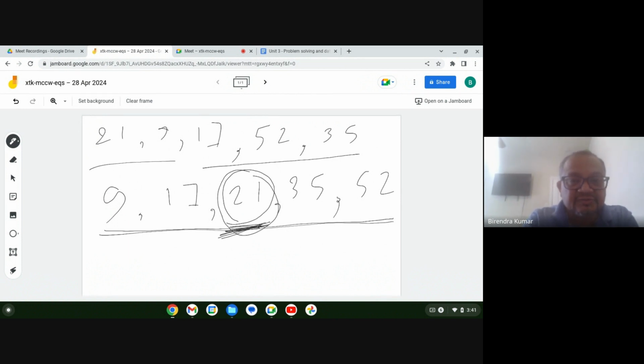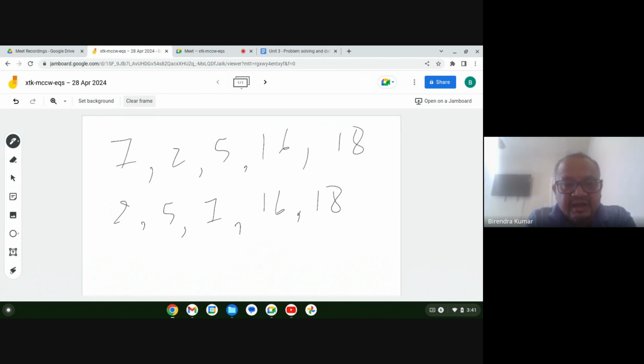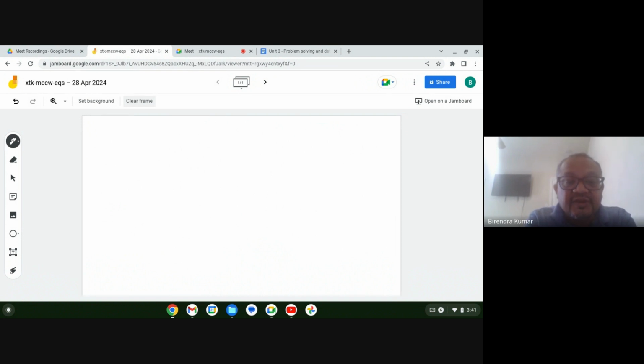But there could be a situation where, whenever you have an odd number of numbers, let's say I have 7, 2, 5, 16, 18. I have an odd number of numbers, so I have 5 numbers. That is easier. I'll first arrange them: 2, 5, 7, 16, and 18. I got 5 numbers, so the third number in the middle is my median. But there could be a situation where you are dealing with an even number of numbers. Let's say you have 16, 39, 6, 14, 12, and 8.